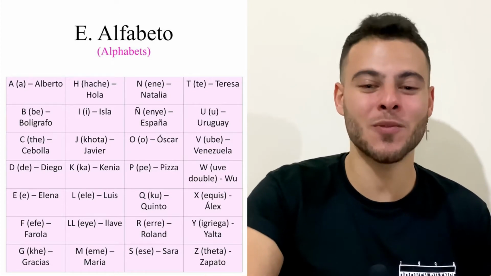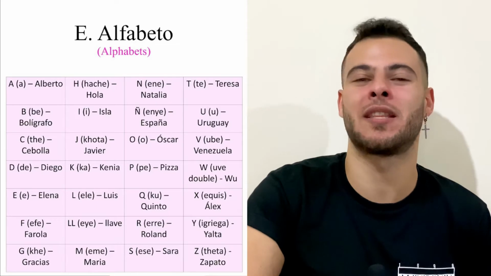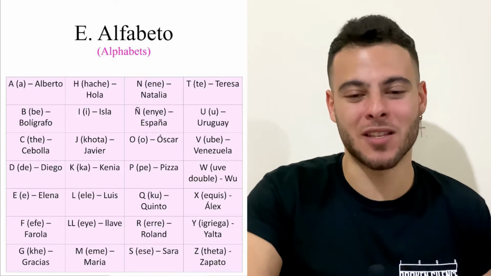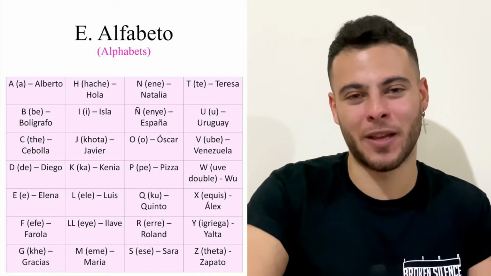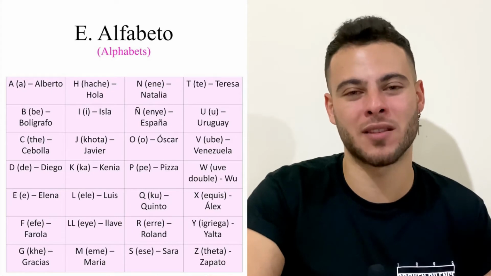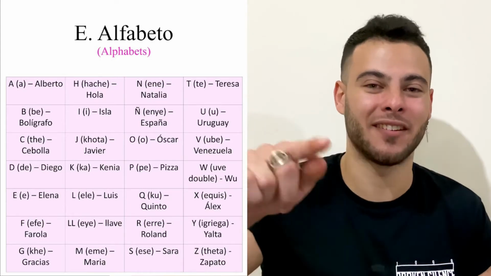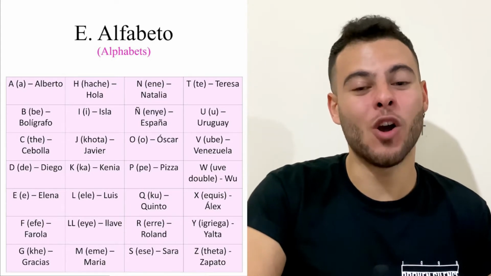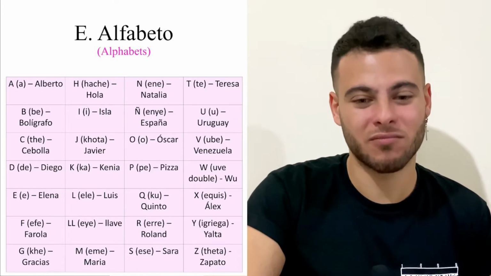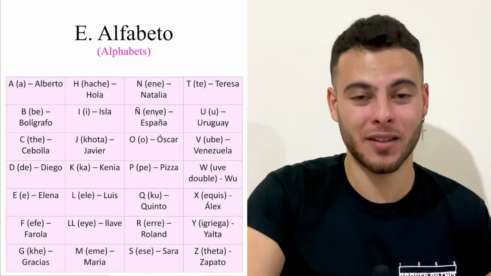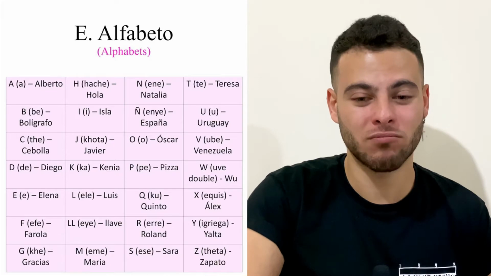Ñ. This one is a particular letter in Spanish. It's also included in España, Español. It's the one that characterizes the language. It's la ñ. O, Oscar. P, pizza. Q, quinto.